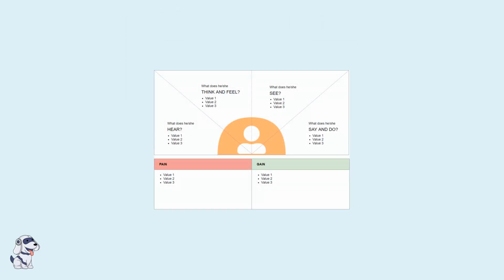To see how these quadrants work together in practice, here's an example of a completed empathy map. Notice how each quadrant provides different but complementary insights about the user. When all 4 quadrants are filled with user insights, they create a comprehensive, holistic view of the user experience. This complete picture helps teams make informed decisions that truly address user needs and motivations.